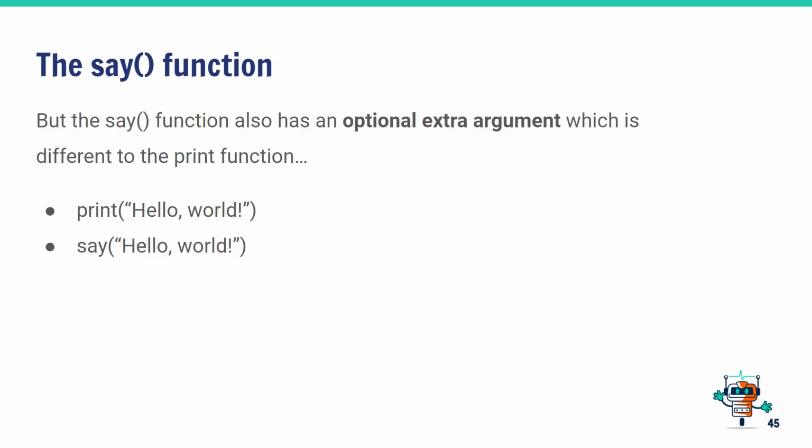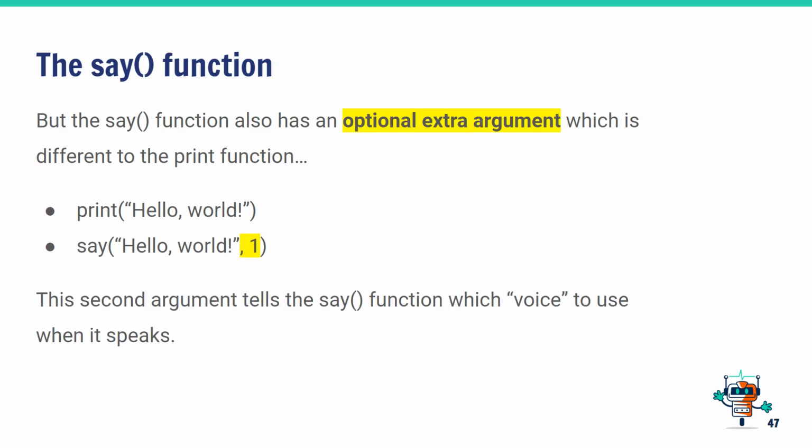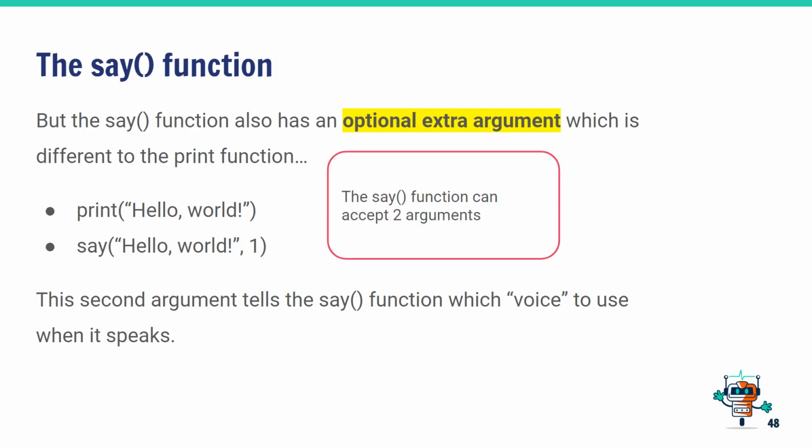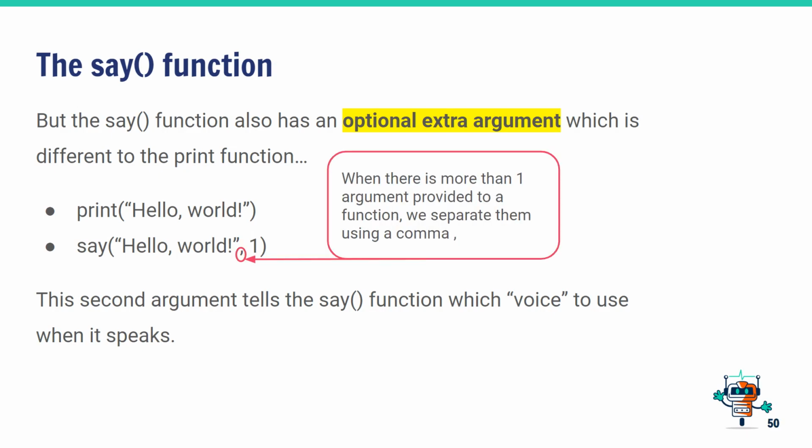But say also has an optional extra argument which is different to the print function, and this second argument tells the say function which voice to use when it speaks. The say function can accept two arguments, and when there is more than one argument provided to a function, we separate the arguments using a comma.